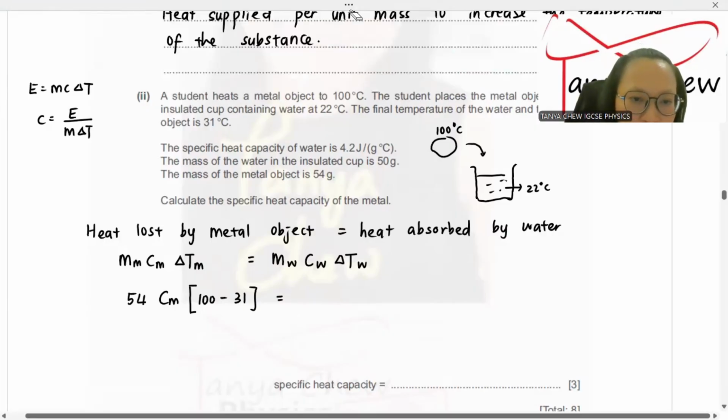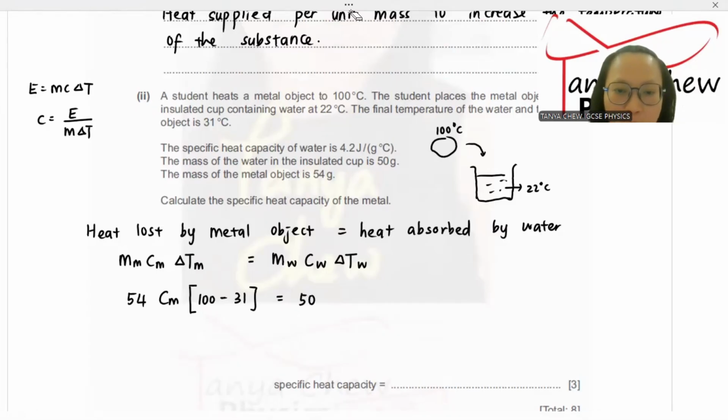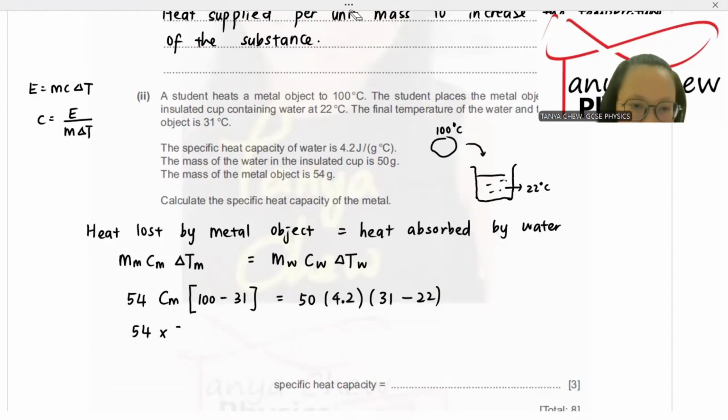I'm just going to put it as 54 grams, sorry. And then for the mass of the water, this is 50 grams. Specific heat capacity is 4.2 per gram, remember. And the change in the temperature of the water is, take the larger temperature, 31 degrees Celsius minus 22 degrees Celsius. Now you have to make the specific heat capacity of the metal the subject, but I am going to do this first: mass of metal times the specific heat capacity of the metal times 69, the change in temperature, is 69, and this is 50 multiplied by 4.2 multiplied by 9.